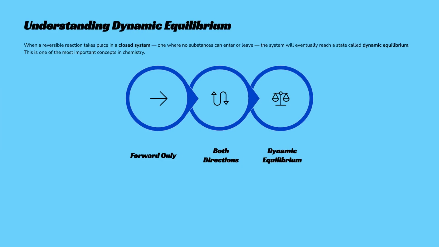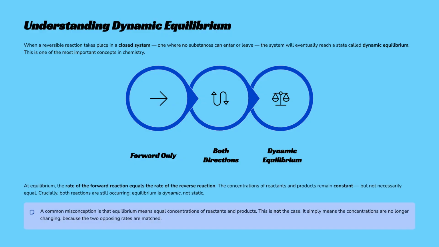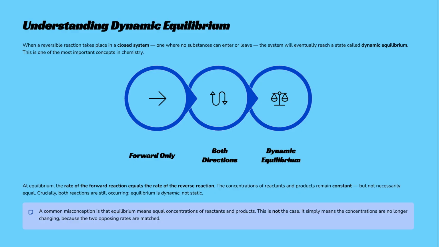Dynamic equilibrium occurs when a reversible reaction takes place in a closed system. At equilibrium, the rate of the forward reaction equals the rate of the reverse reaction. Concentrations remain constant, but are not necessarily equal. Equilibrium is dynamic, meaning both reactions are still constantly occurring, not static.